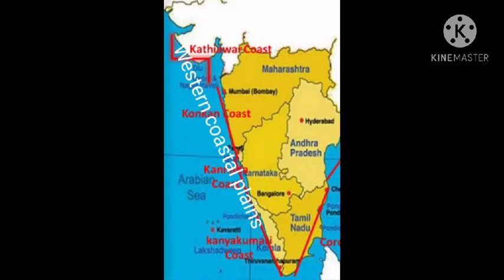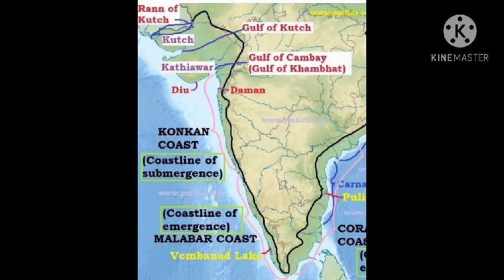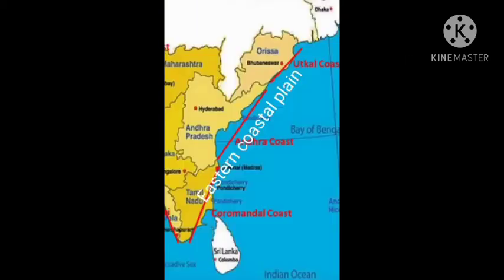You can see in this map, the western coastal plain lies between the Western Ghats in the east and the Arabian Sea in the west. It extends from the Gulf of Kutch in Gujarat till Kanyakumari in the south. Then the eastern coastal plain lies between the Eastern Ghats and the Bay of Bengal. It extends from the Gangetic Delta in the north to Kanyakumari in the south.